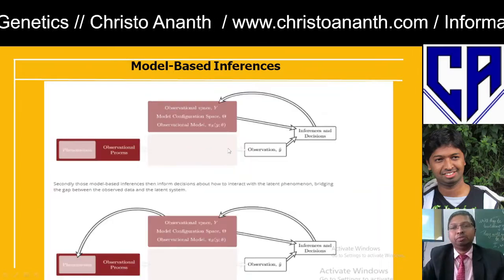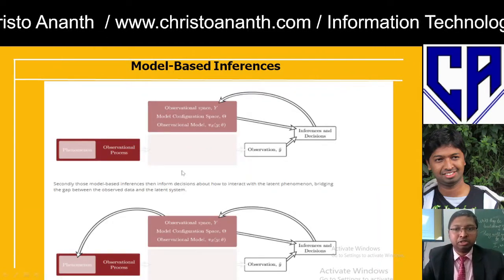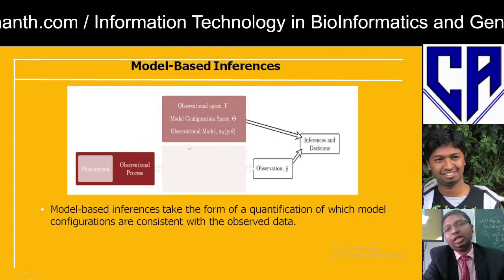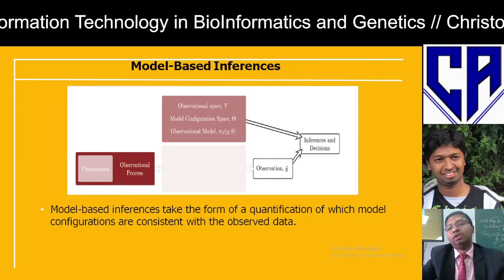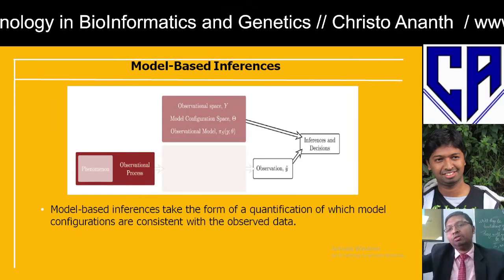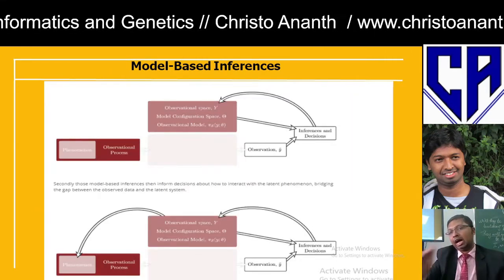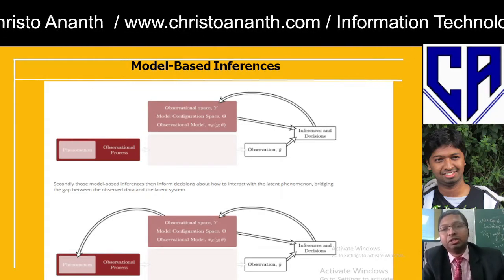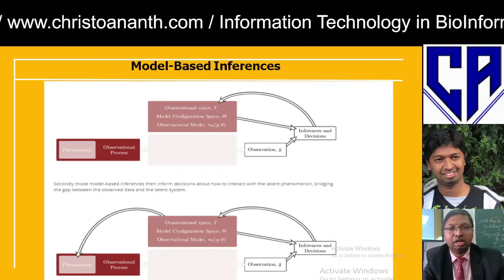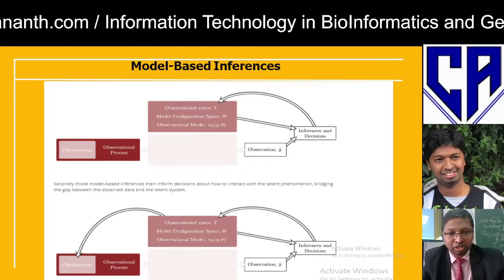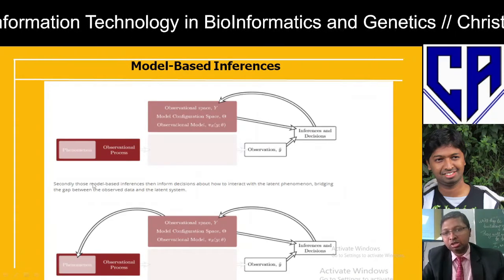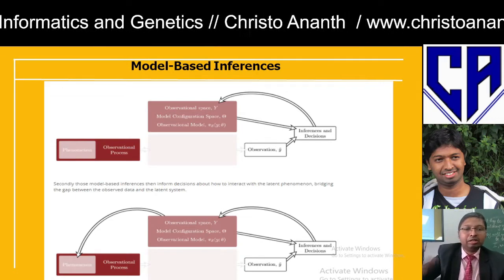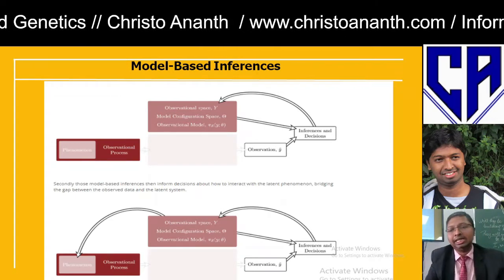Same thing you can explain with the help of bioinformatics principles. So this is what we are going to do. In the previous case, we had only from the observational space, it goes to the inferences and decisions. In the second case, after the inference and decision, we are going back to the observational space. We are going to access this model configuration space as far as the observational model. So with model based inferences, you are going to come up with an informed decision. You are going to interact with the phenomenon. You are going to bridge the gap between the observed data and the latent system.